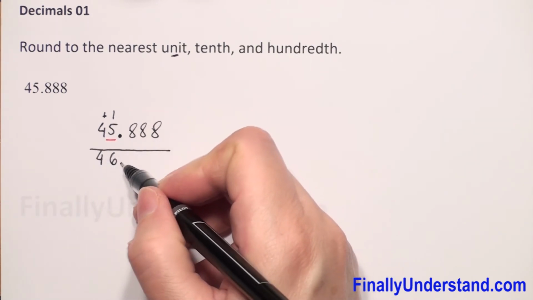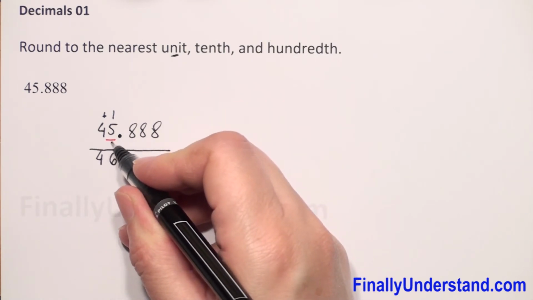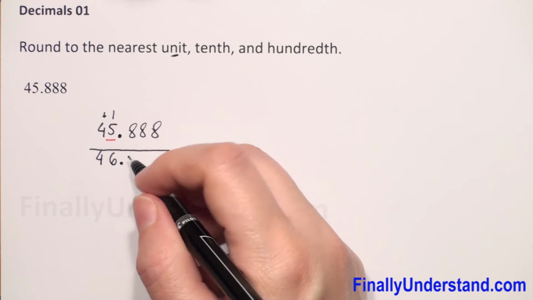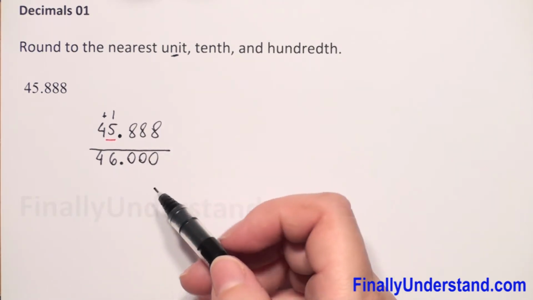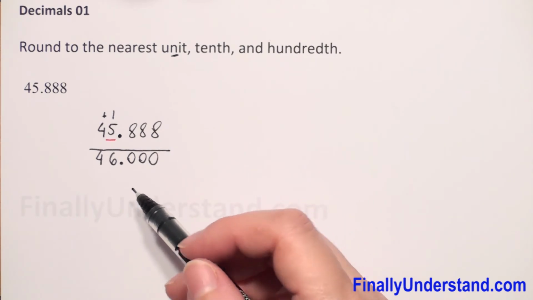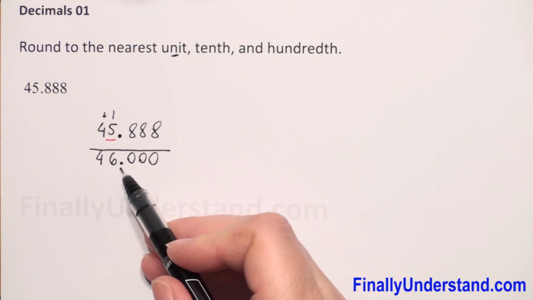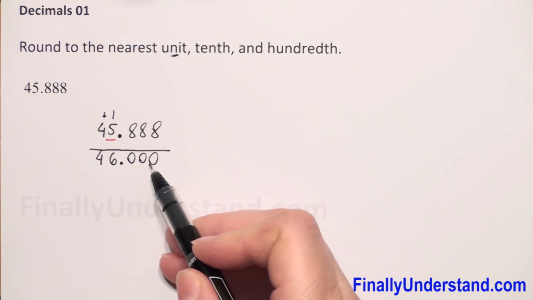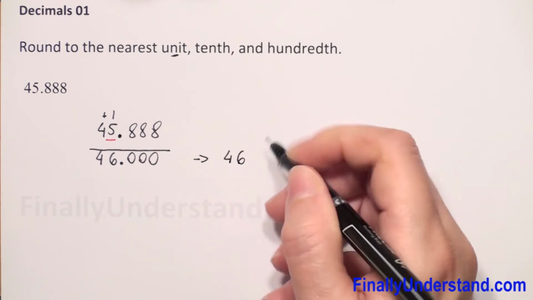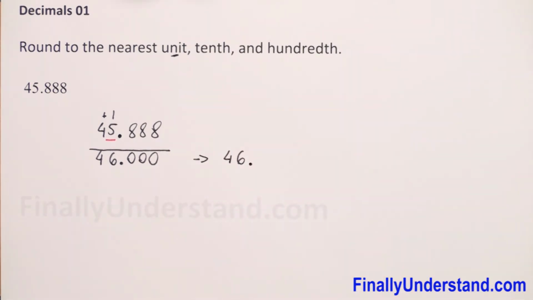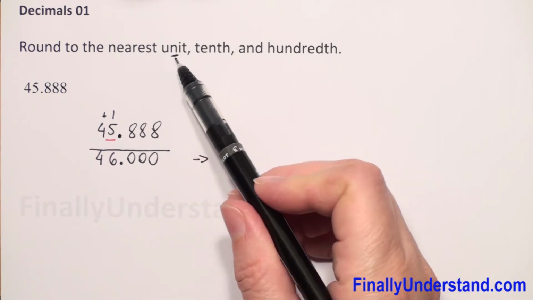Now everything after our underlined unit we have to change to zeros, so it will be 0, 0, 0. When we have a decimal number and zeros after the decimal point, we don't have to write these zeros. So we have only 46. You can write the decimal point at the end. This is rounding to the nearest unit.